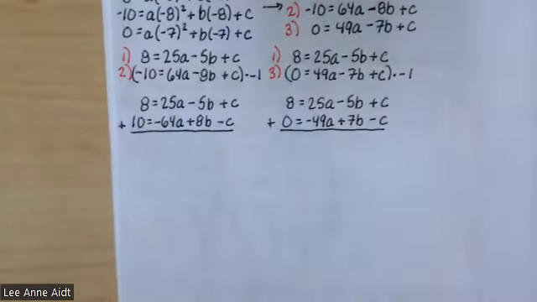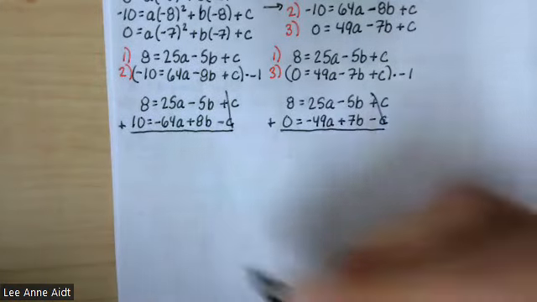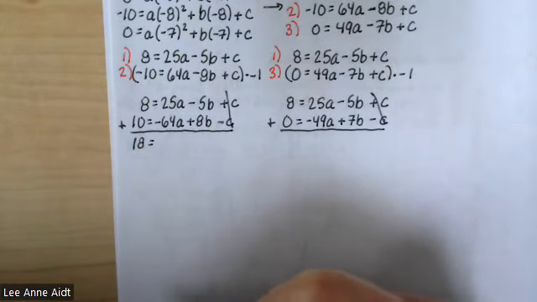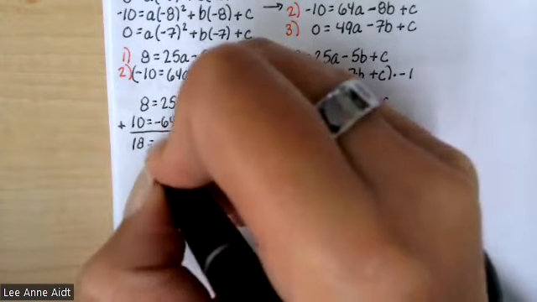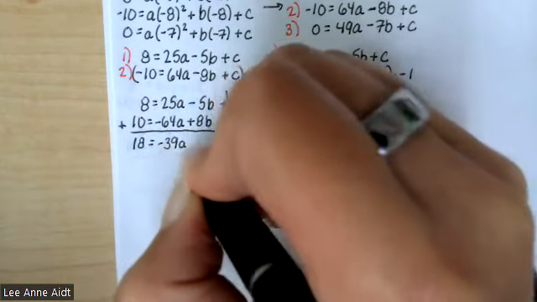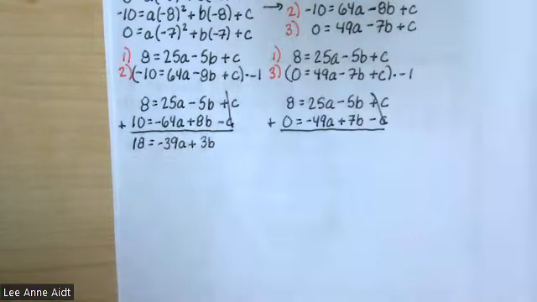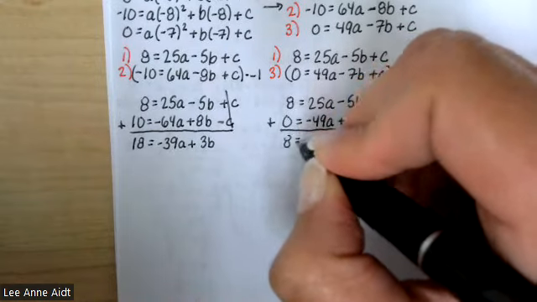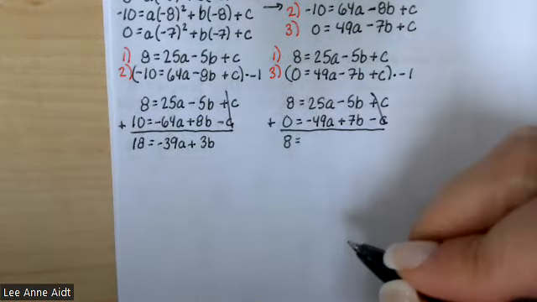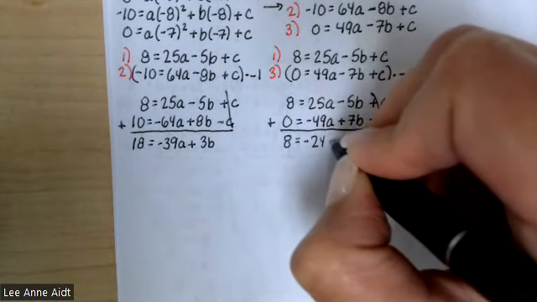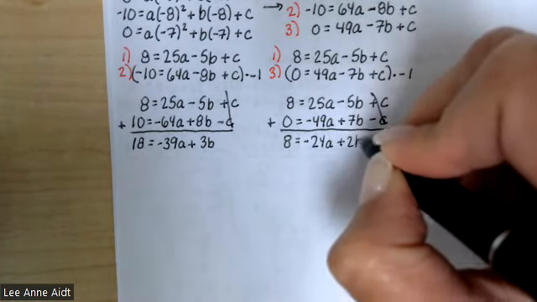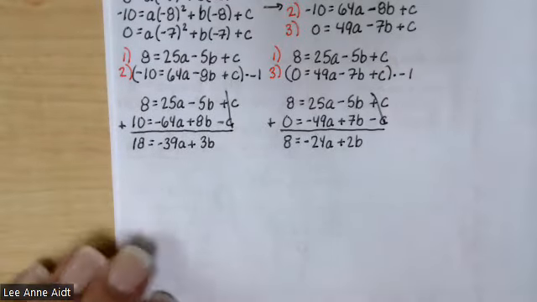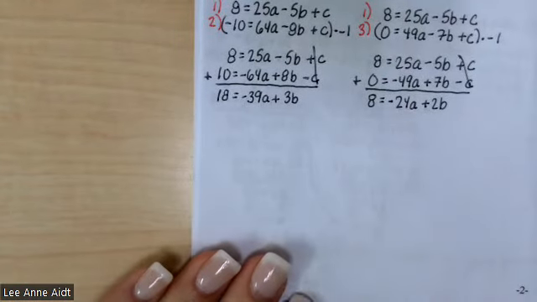Okay, let's see if I did this correctly. Cancel, cancel. Okay, so I have 18 equals, what's 25 minus 64? -39? Yikes. That doesn't make me feel confident. 8 equals -24. Gross. What? Did I do it wrong?